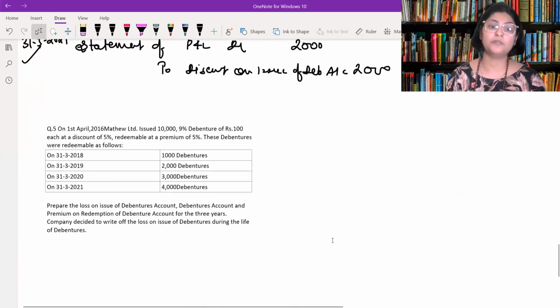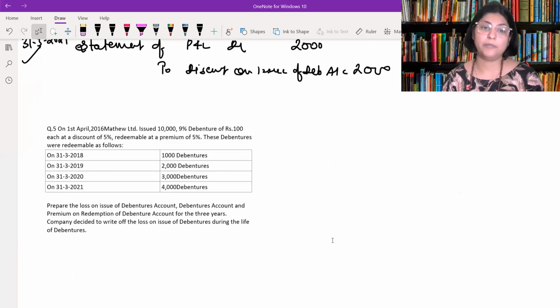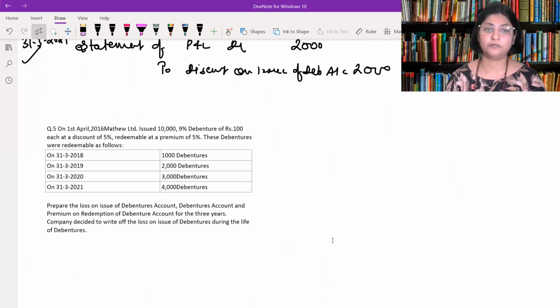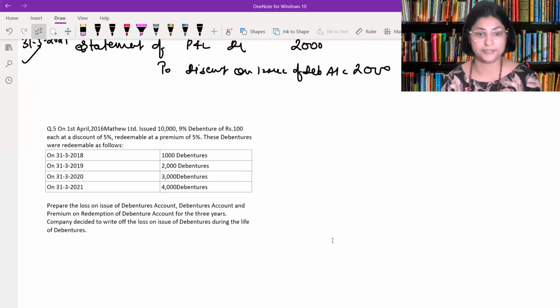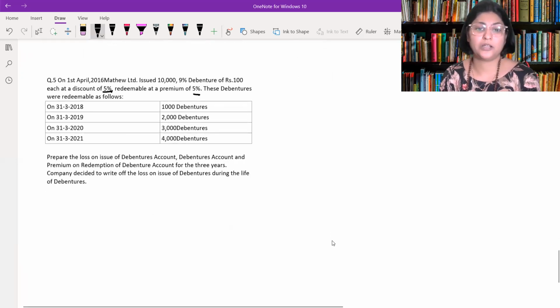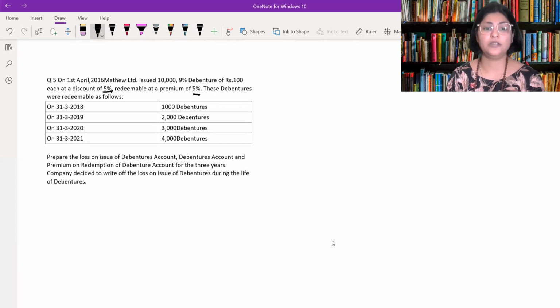The next question is: on 1st April 2016, Matthew Limited issued 10,000 9% debentures of 100 each at a discount of 5%, redeemable at a premium of 5%. Discount at 5% and redeemable also at a premium of 5%. These debentures were redeemable as follows: 1,000, 2,000, 3,000, and 4,000. They're asking us to prepare the loss on issue of debenture account and premium on redemption of debenture account for 3 years. The company decided to write off loss on issue of debenture during the life of the debenture.